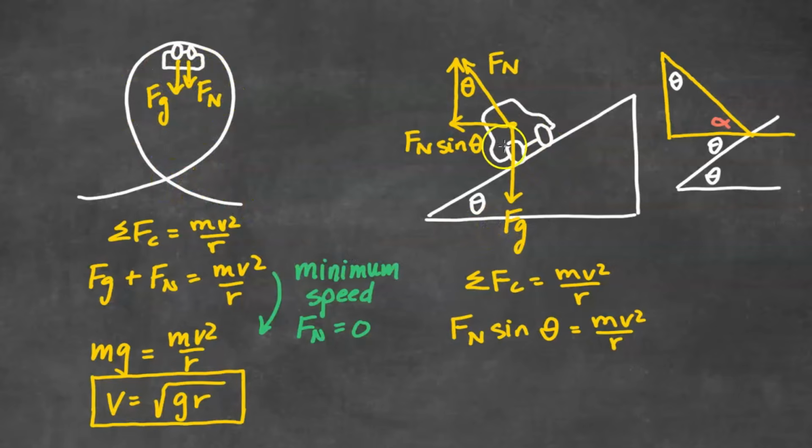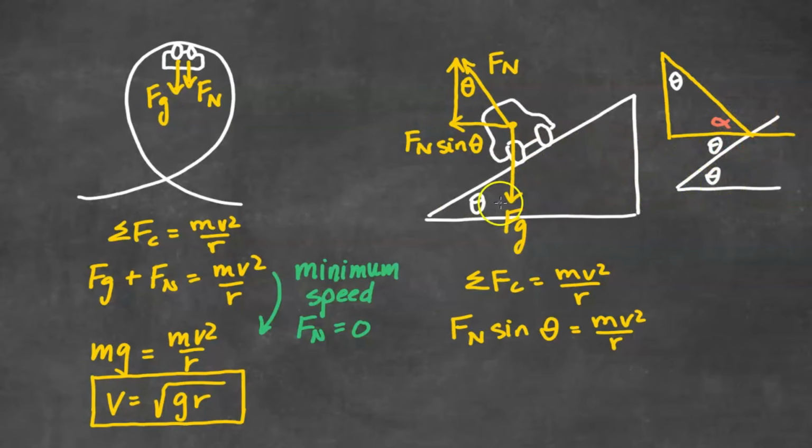Next, we have a car going around a banked turn. There's gravitational force down. The normal force is perpendicular to the ramp. The centripetal force here is going to be the horizontal component of the normal force. Now, how do I figure out these angles here? So we're just going to use geometry here.